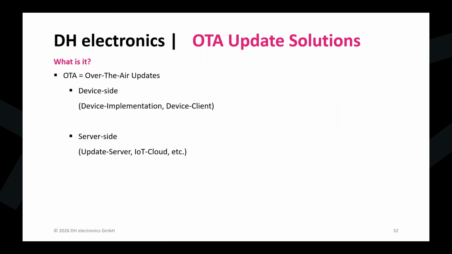To make OTA work, you always need a device-side client running on the device. As a counterpart, you need a server-side as well, for example, an update server or an IoT cloud. And you need network connectivity between them, either permanent or at least available when updates are delivered. Of course, you could build all of this in a proprietary way for each product. But why reinvent the wheel if there are proven solutions already available?